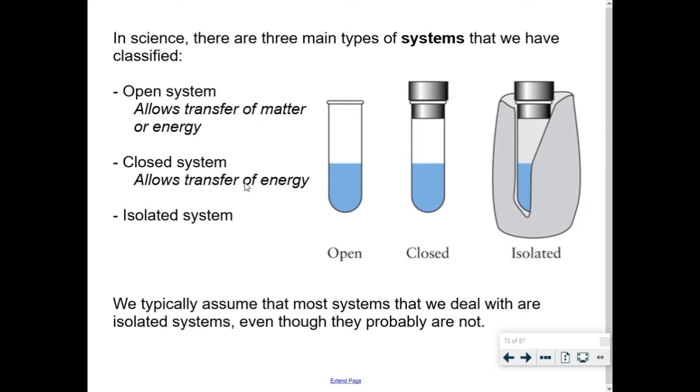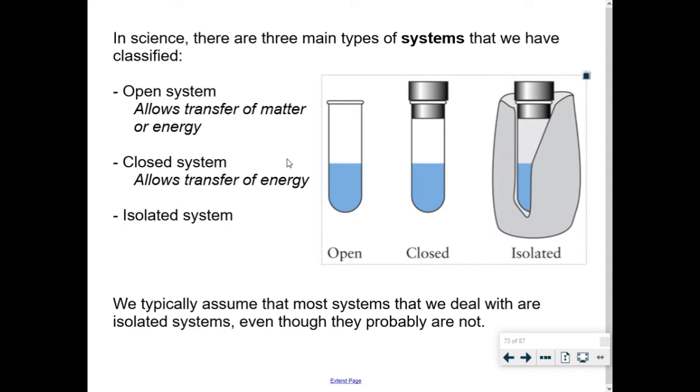Okay. A closed system means basically put a lid on it. As soon as you cap the system, can the water evaporate into the air? Well, no, not anymore, right? It's going to stay inside of the test tube. So therefore, the test tube is a closed system. But it still allows for the transfer of energy.